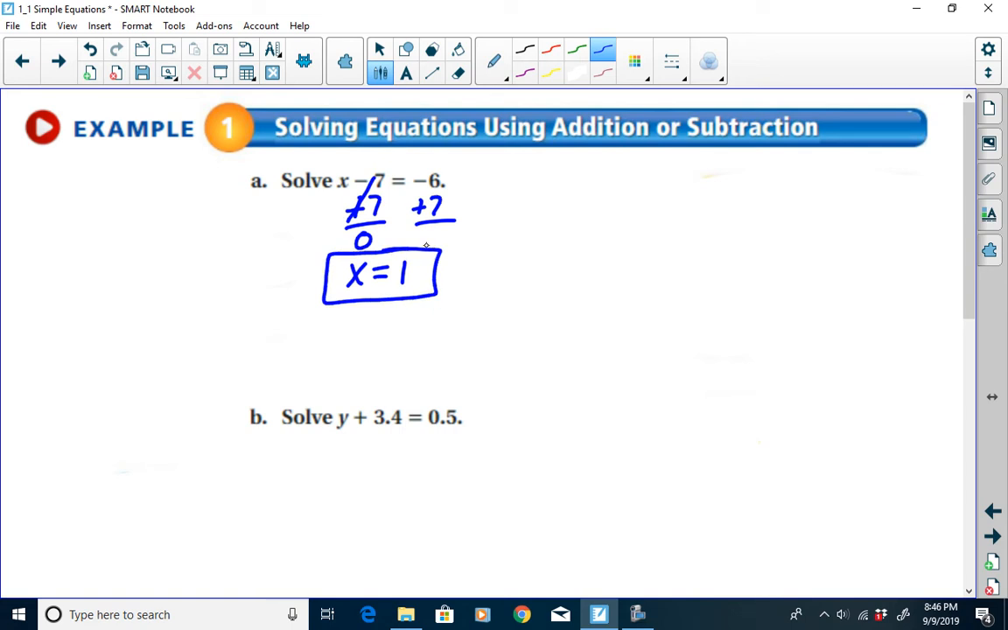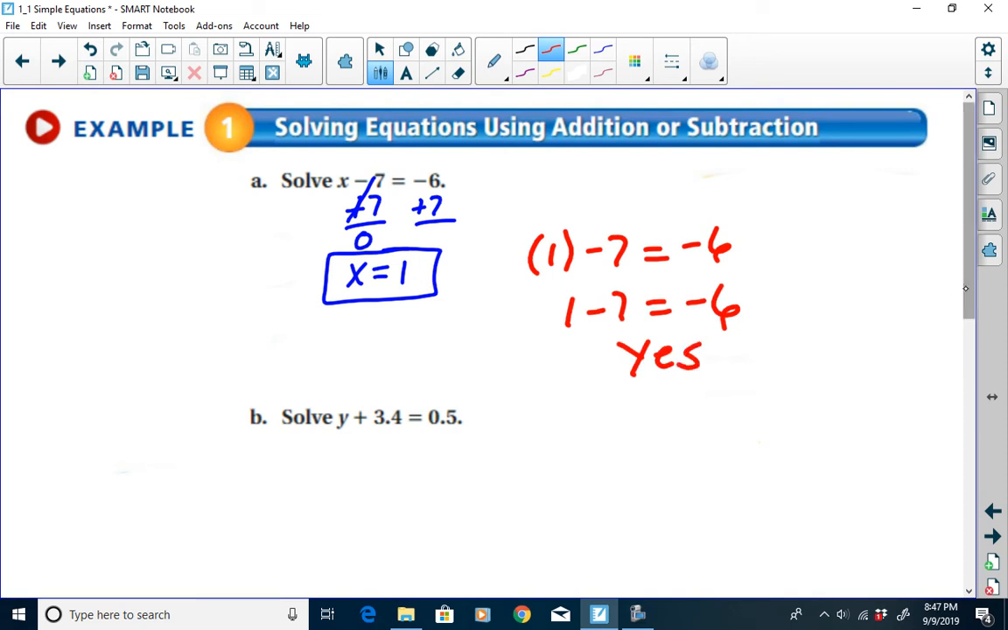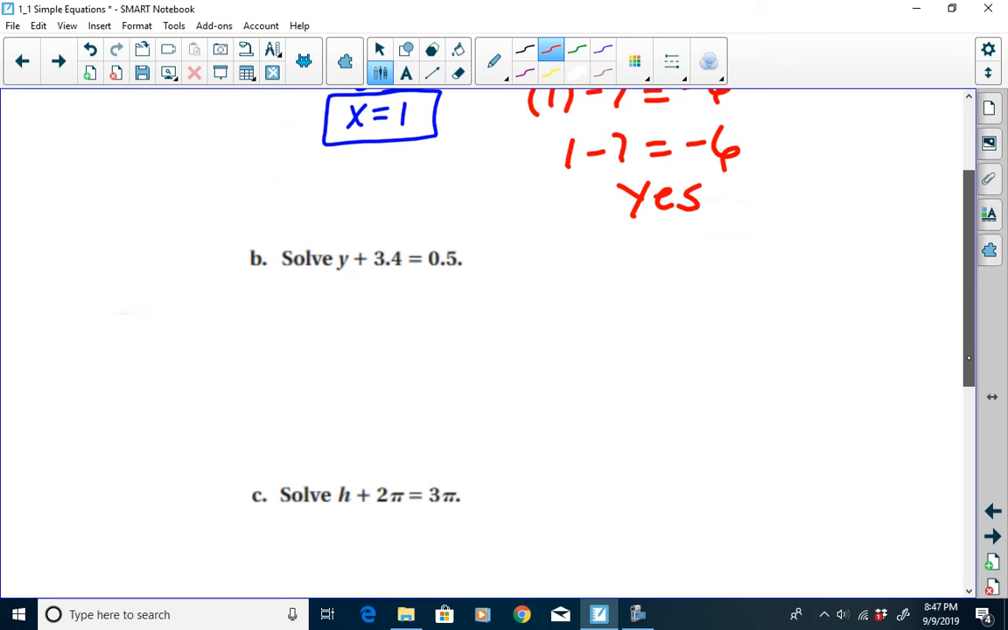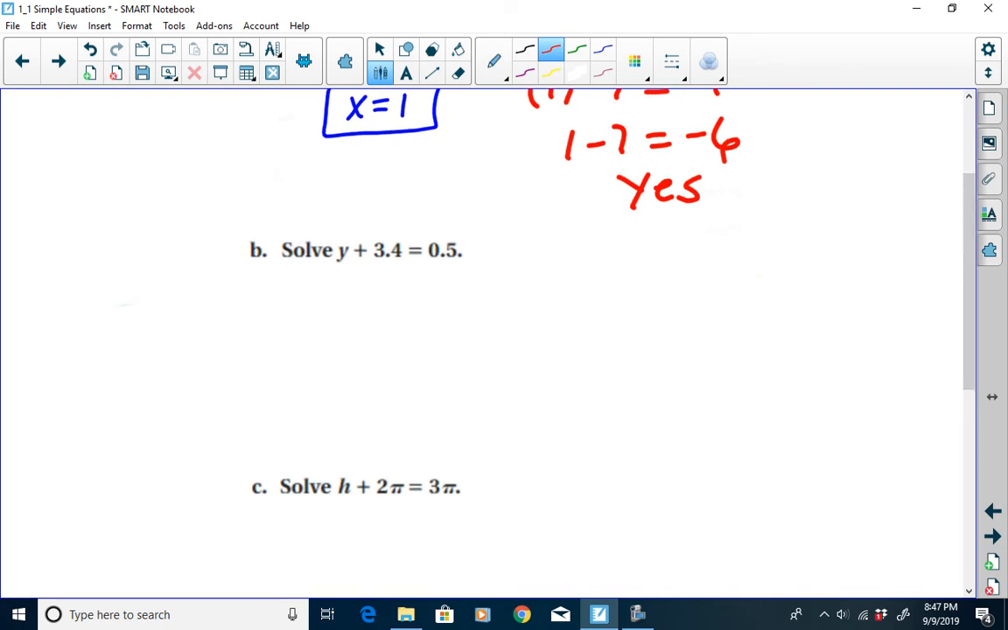You always want to check your answers using substitution, which means we want to replace the variable x with our solution of 1 and see if the equation is true. I'm going to do the first example, but I'm not going to do all of the examples, but you should always check your work mentally. And here's what it would look like. We're replacing x with 1. We take away 7. Is that equal to -6? Is 1 take away 7 equal to -6? The answer to that is yes. So we know our answer of 1 is correct. Anytime you solve equations, you always want to check your solutions to make sure that they are correct.